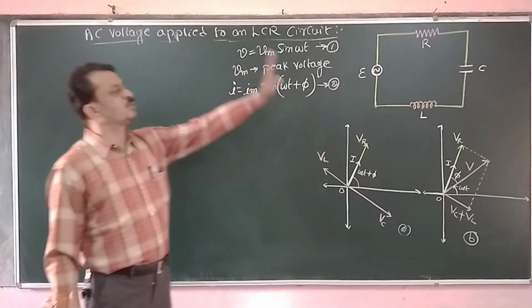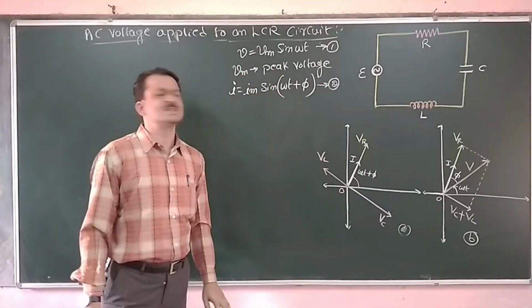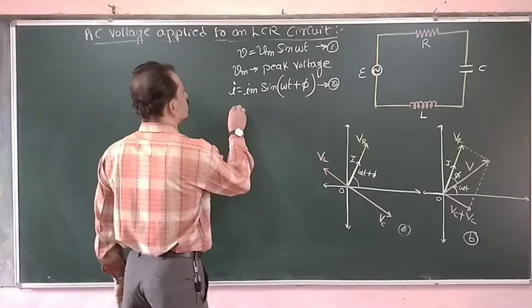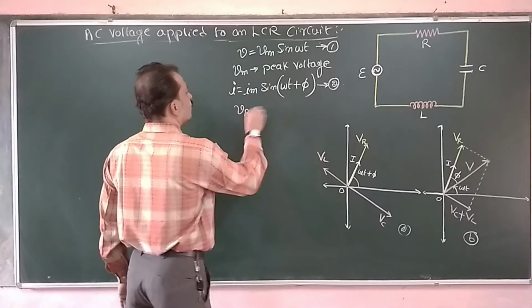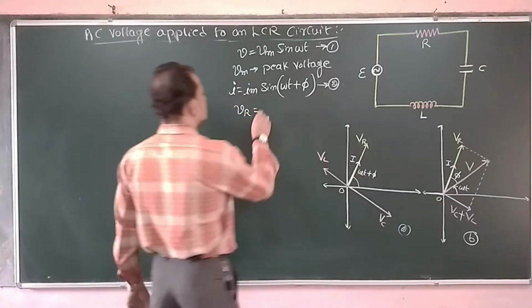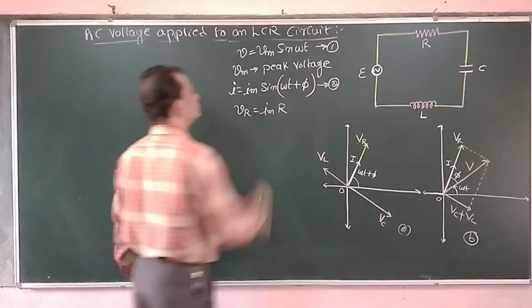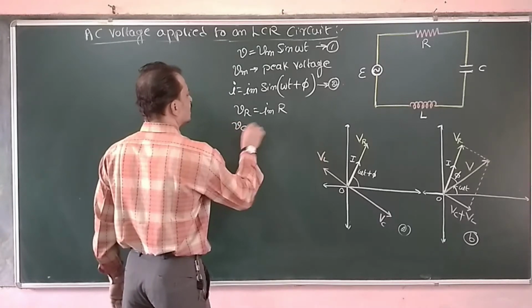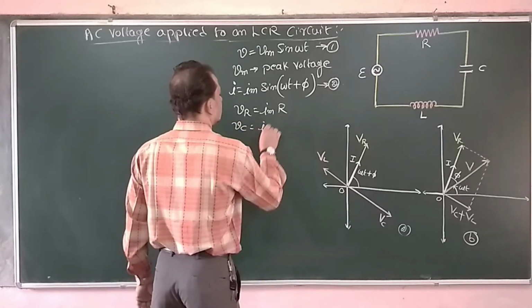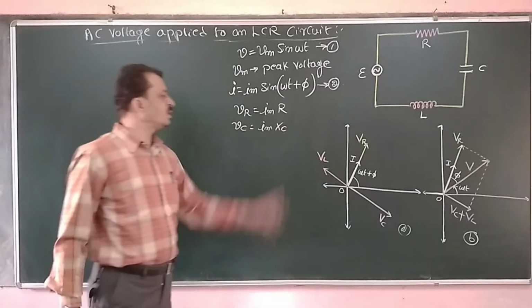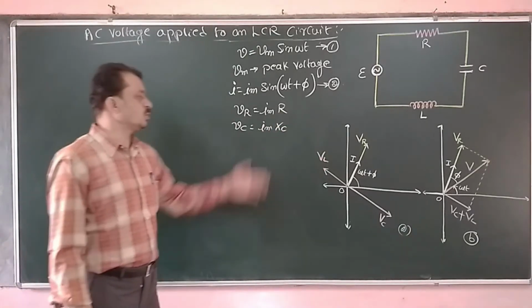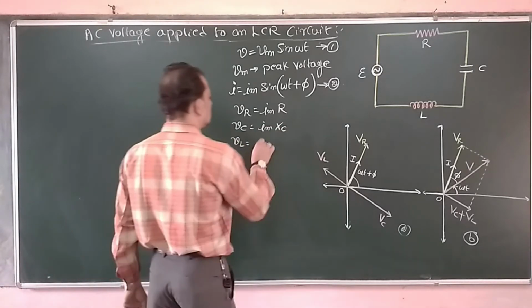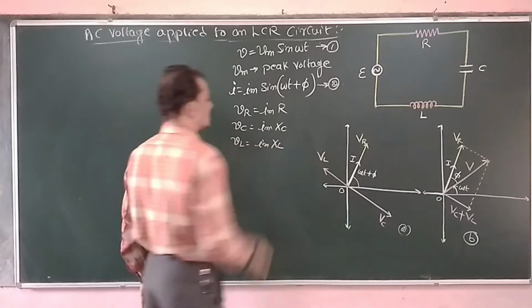As the current flows through the circuit, there is a voltage drop across the individual components. The voltage drop across the resistor VR is Im into R. The voltage drop across the capacitor Vc is Im into Xc, where Xc is the capacitive reactance. Similarly, the voltage drop across the inductor is Im into XL.